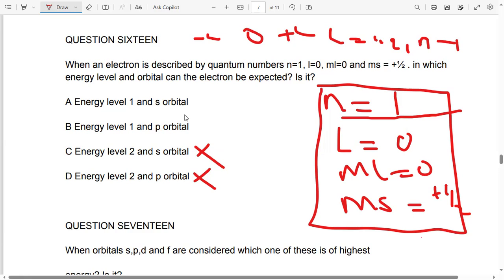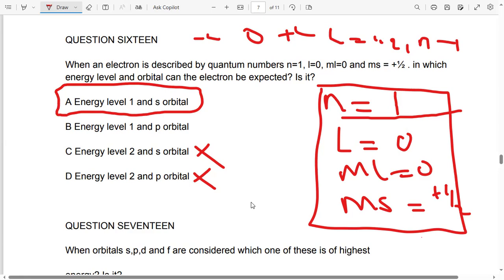Now we look at the orbital. Will the orbital be S or will the orbital be P? Since we only have one energy level, as long as your principal quantum number is 1, the orbital you'll be describing is always S, because in the first energy level we don't have p orbitals. So the best answer here is just this A here.